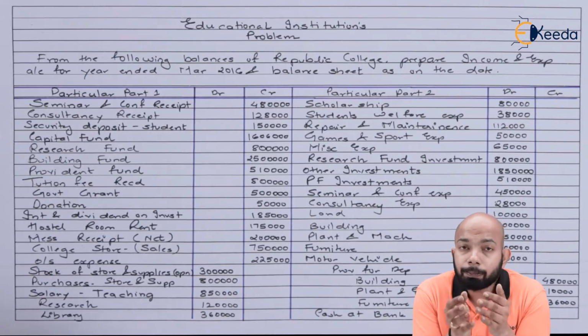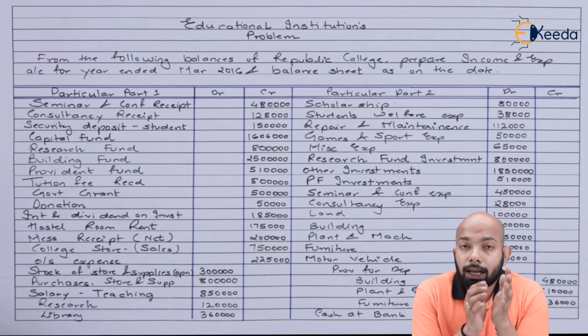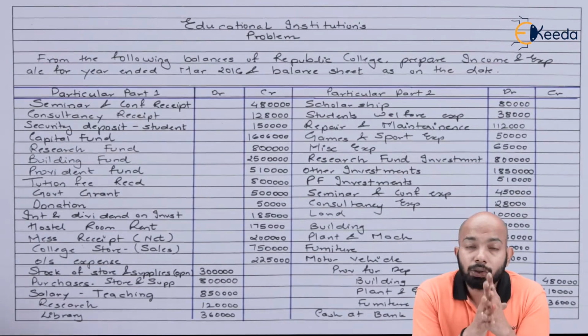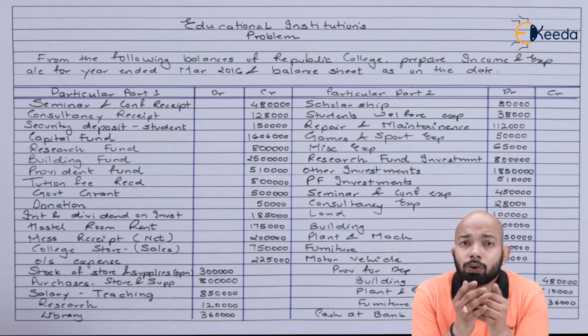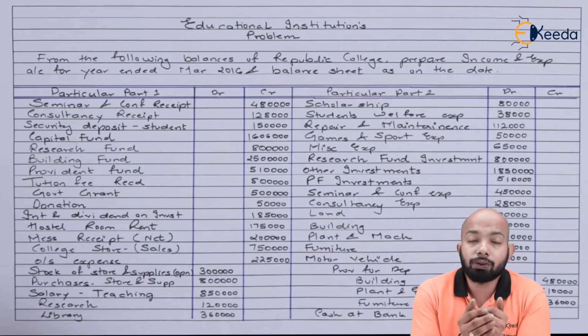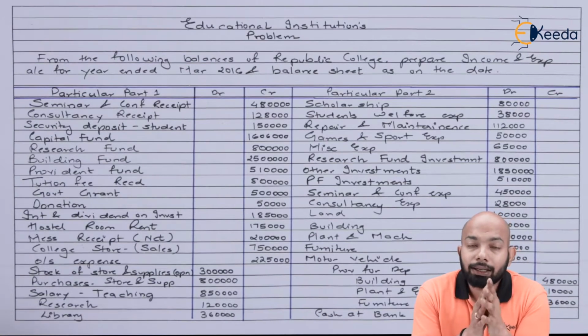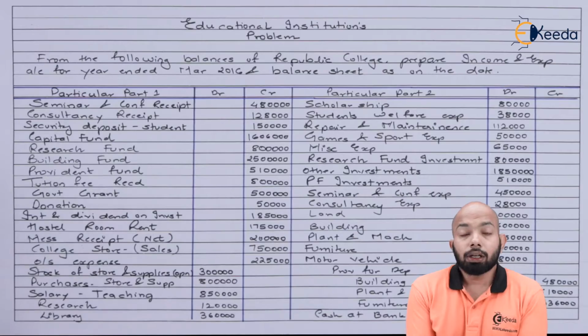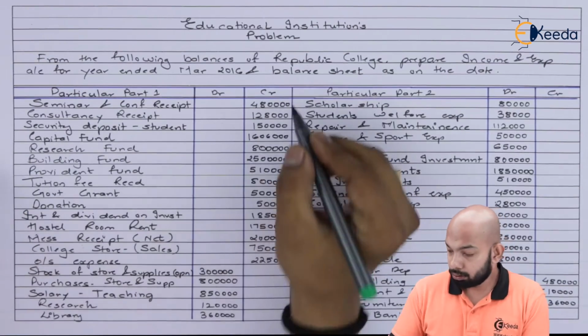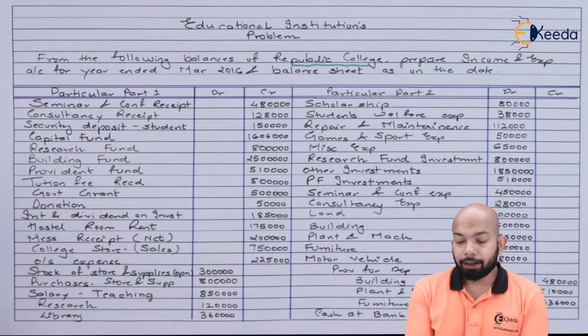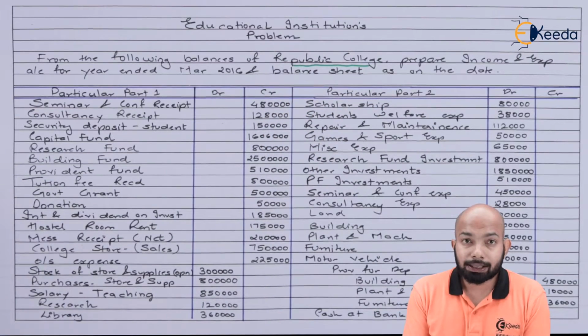Now we can prepare an income and expenditure statement along with the balance sheet for such educational institutions as well. So we have an illustration for your reference, just for your reference itself, so that you can know if such kind of problem comes in your exam, how you're going to tackle it. So here we have this. Now, the balances have been given here for the Republican College. We have to prepare the income and expenditure statement and the balance sheet as of March 2016.